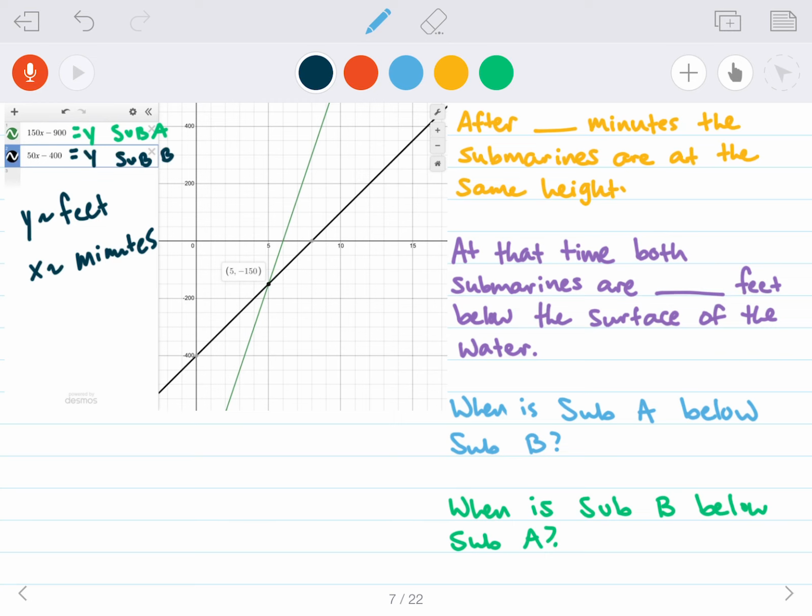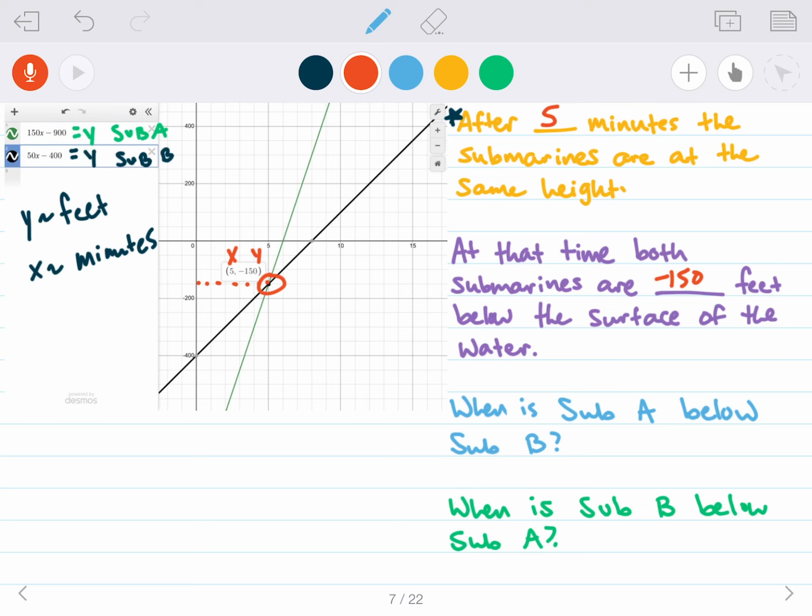Okay, so we know y is feet, and then x is minutes. So feet's going to be the height, and so this is basically saying, hey, how many minutes are the submarines going to be at the same height? And we can see when that occurs on the graph, right? That's at that intersection point. They have the same height of negative 150 at 5 minutes, right? So that's how we see that graphically, and then we can answer the second question. Both submarines are at negative 150 feet at 5 minutes. Because remember, this first value is x, the second one is y.